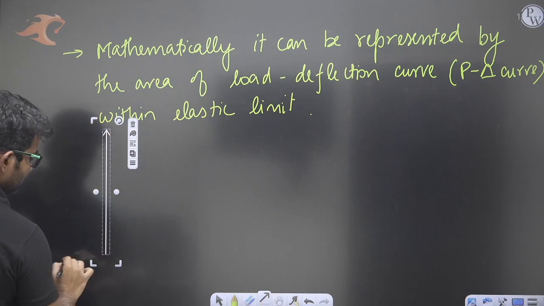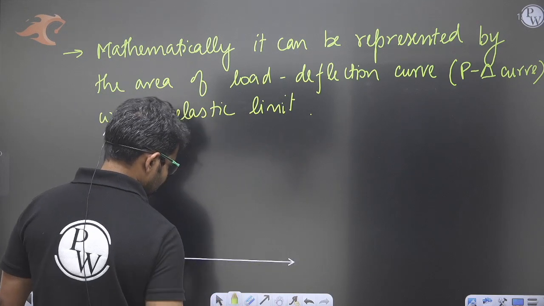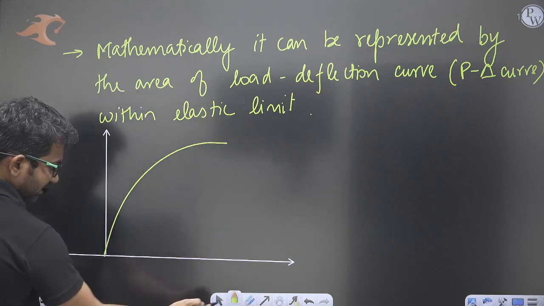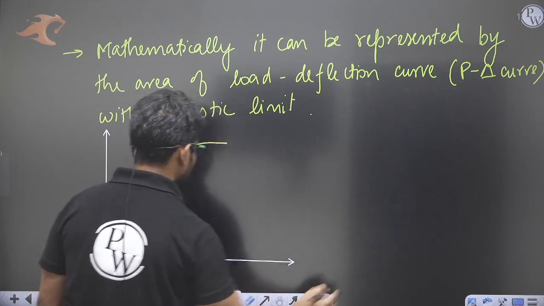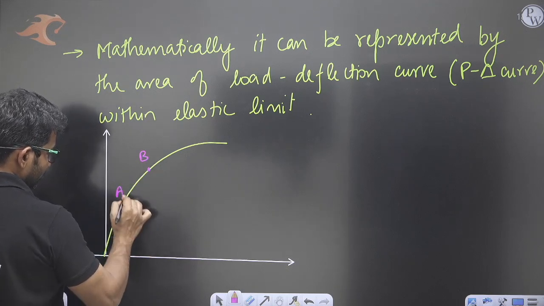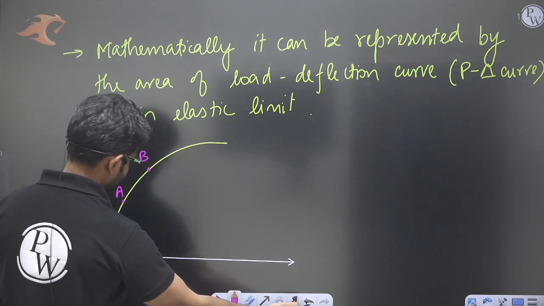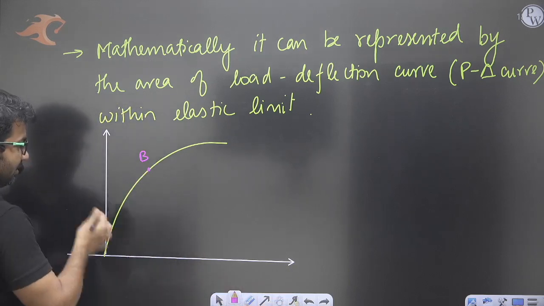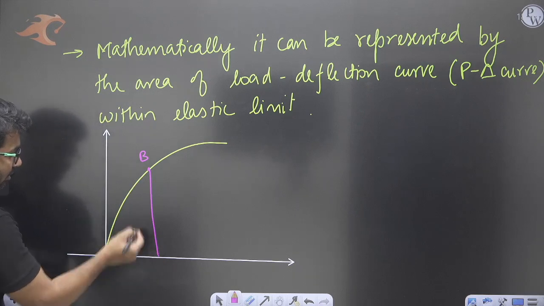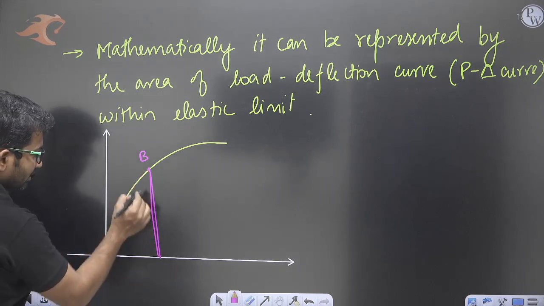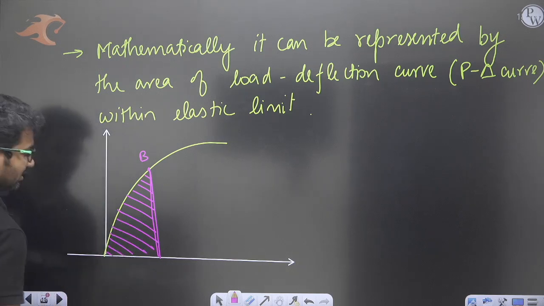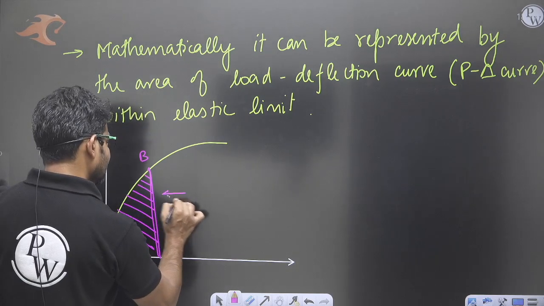the strain energy stored within elastic limit will be, okay, so let us say this is the elastic limit. Here we are having B. Okay, here is A, proportional limit. Let us not write A, let us just write B, elastic limit. So the strain energy stored within elastic limit is the area under the load deflection curve within elastic limit. This will be called resilience.